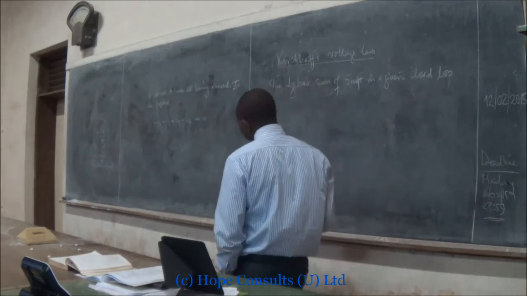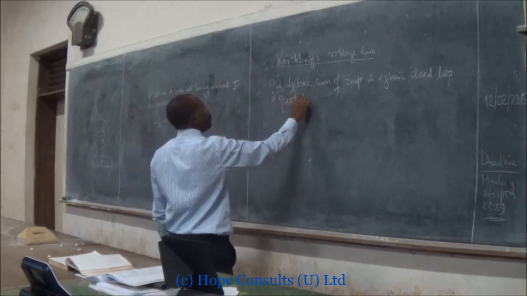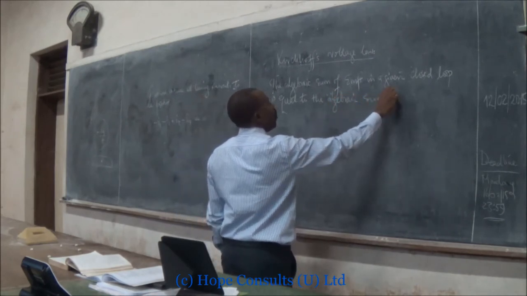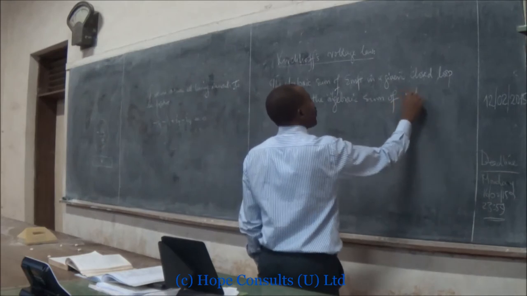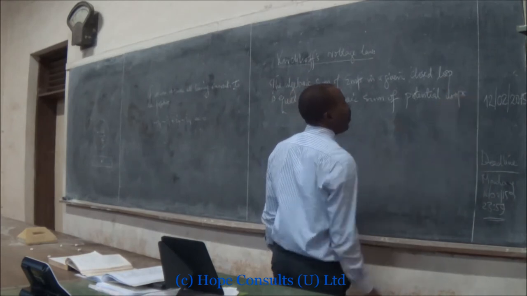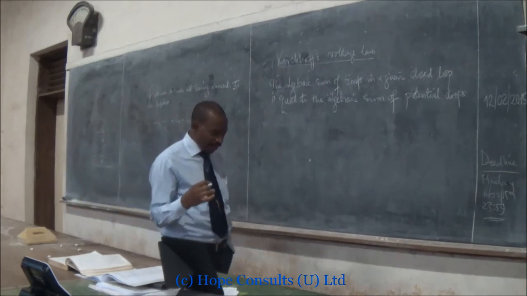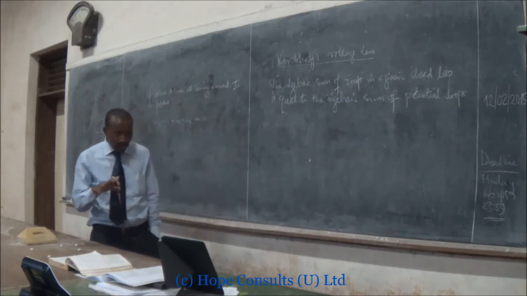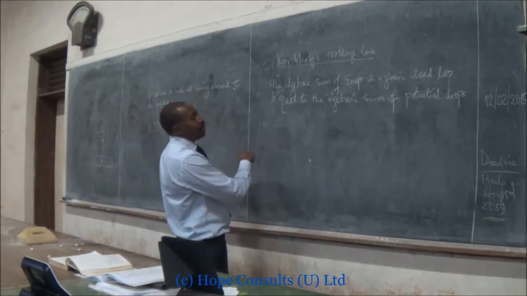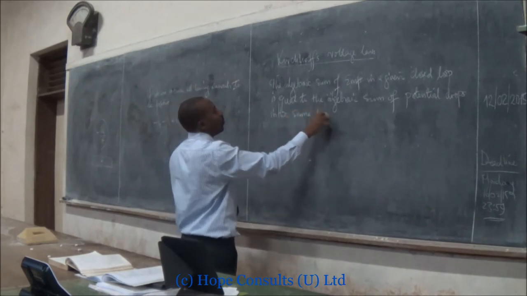I'll draw an example to see what the loop means. The algebraic sum of EMFs in a given closed loop is equal to the algebraic sum of potential drops. Potential drops or potential differences, but normally when you have a resistor connected in a circuit, we prefer to talk of drops, because there is always an effect of dropping of the potential. The algebraic sum of the potential drops in the same loop.